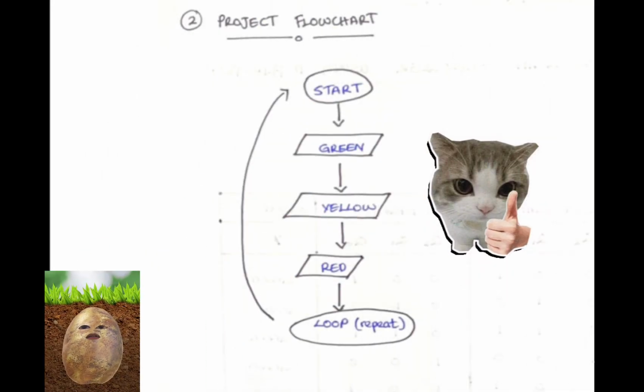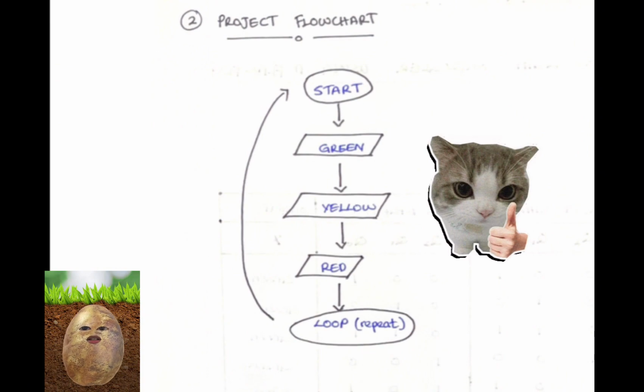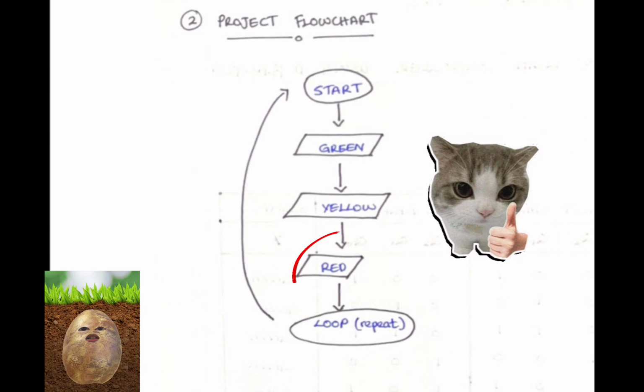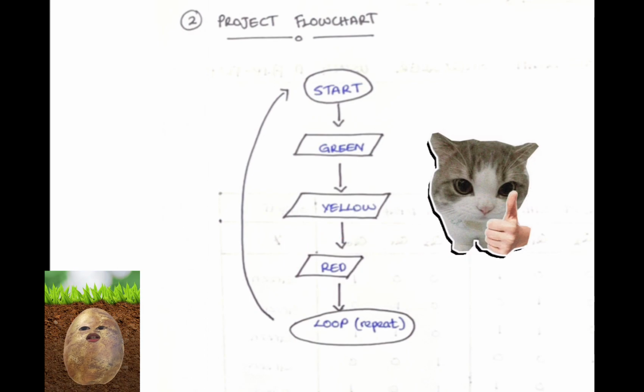First, this is the flowchart of the traffic light system. The system starts with the green light, which allows vehicles to move after a certain period of time. The light changes to yellow to warn the driver that the signal will change soon. Finally, the light turns red, which means vehicles must stop. After the red light, the cycle repeats again starting from green.